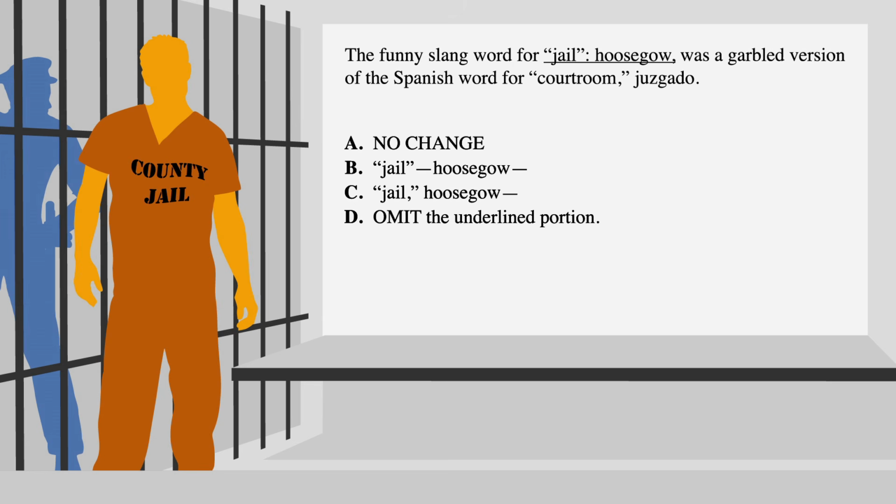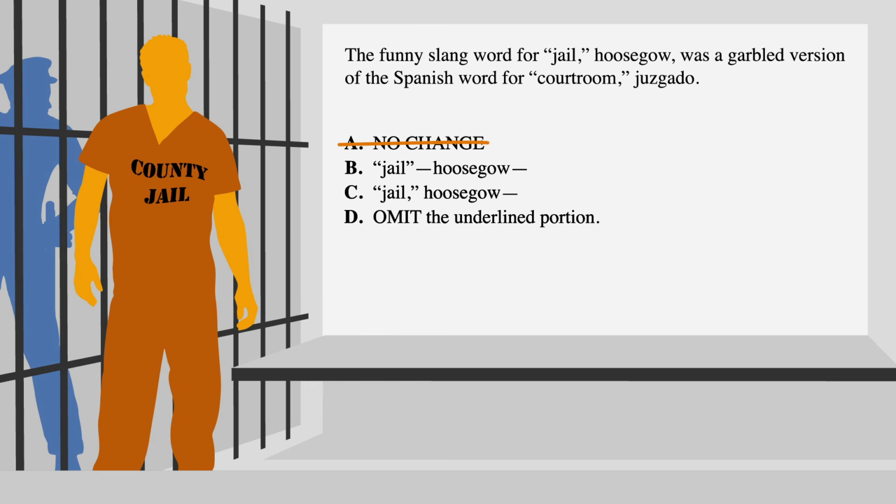Looking at the answer choices, A, no change, B, jail, dash, juzgao, dash, C, jail, comma, juzgao, dash, or D, omit the underlined portion, we know that the question is testing our knowledge of colons and dashes. From what we've learned, we know that the sentence isn't correctly using the colon, so we can eliminate answer choice A. Answer choice B does correctly use the dashes.